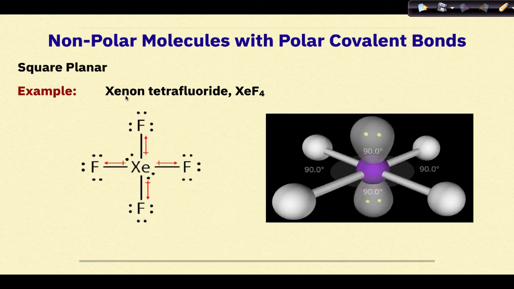Square planar, xenon tetrafluoride, XeF4. Again, even though we do have these 2 lone pairs, one here and one here, they are on a different plane. So these fluorines, as we see in this 3-dimensional representation, are all opposite of each other. The polarity arrows will cancel each other out, and there is no net dipole in this molecule. Therefore, it is a nonpolar molecule.